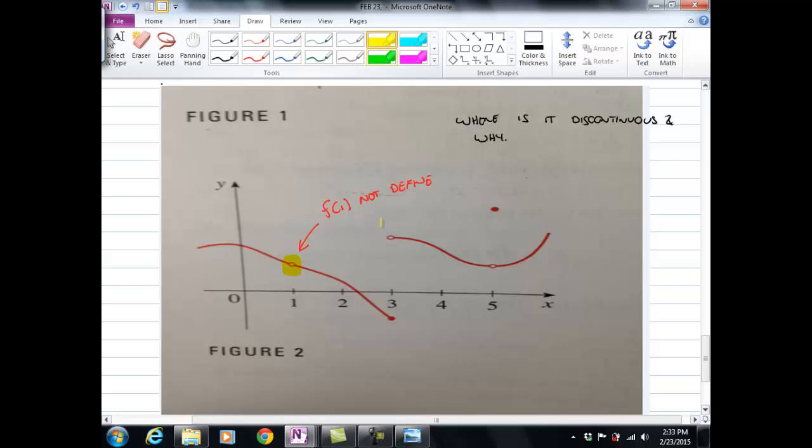Why is 3 discontinuous? It violates rule 2. What does it mean by that? Explain more in detail. There's no what? What does rule 2 say? There's no limit. See, there's no limit.